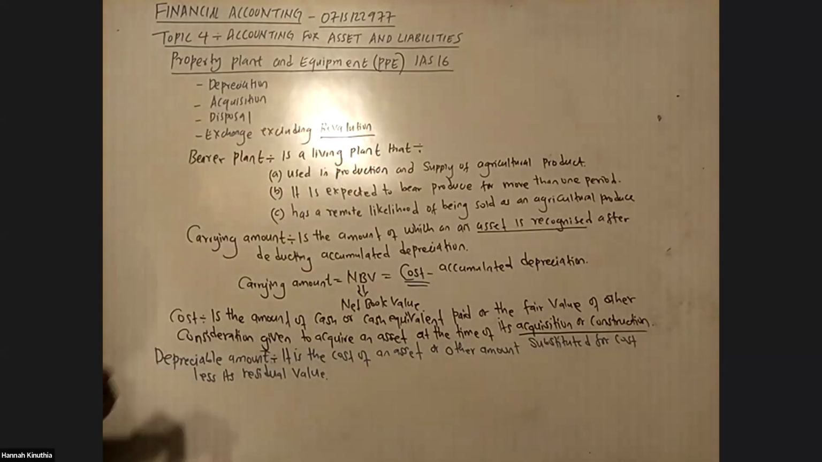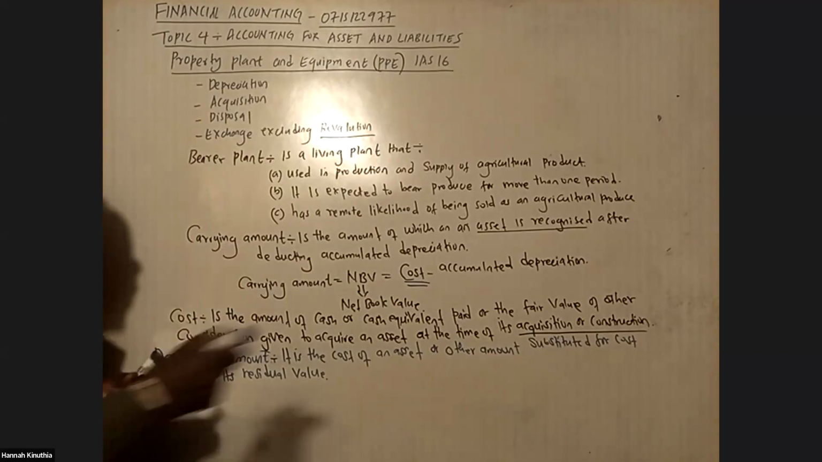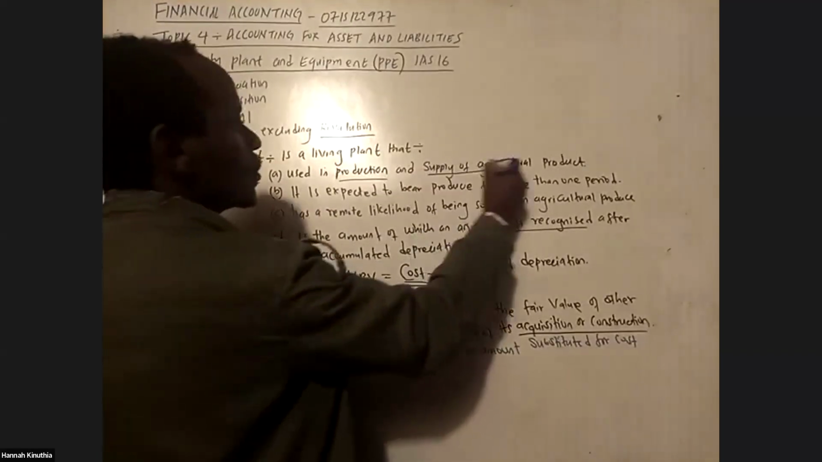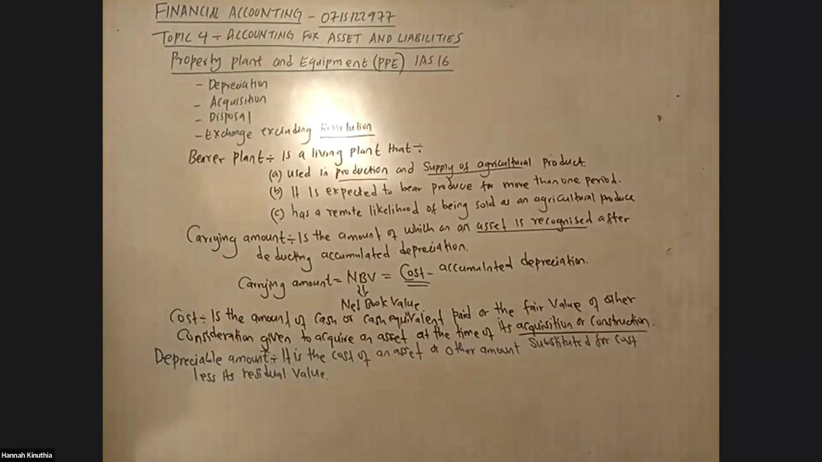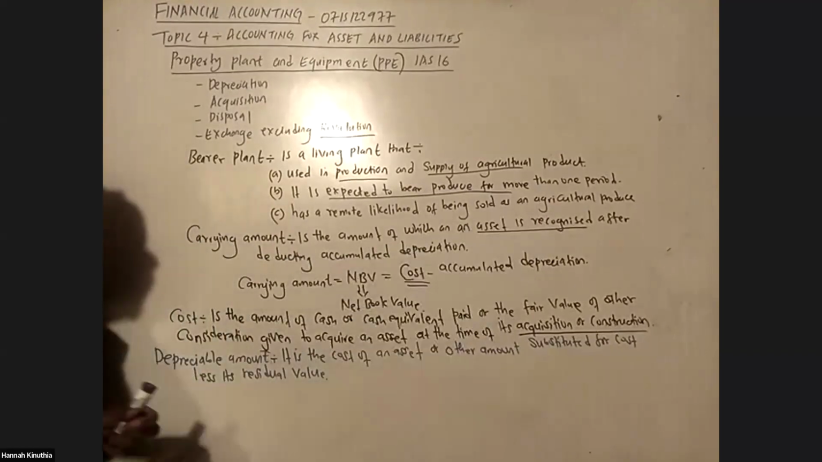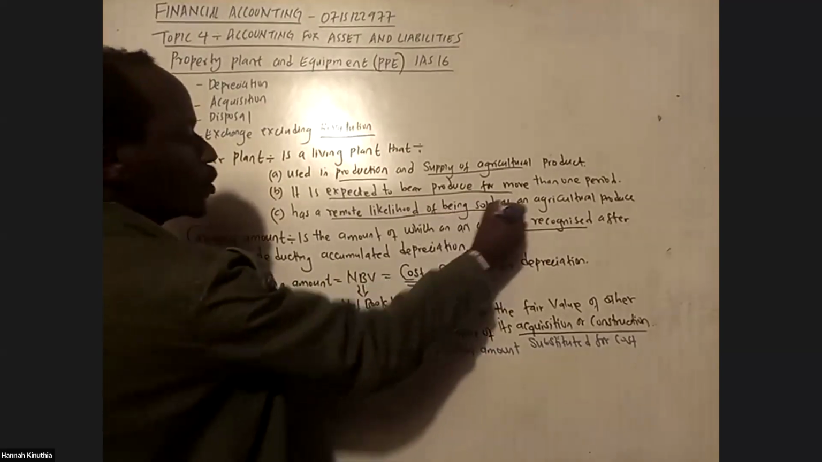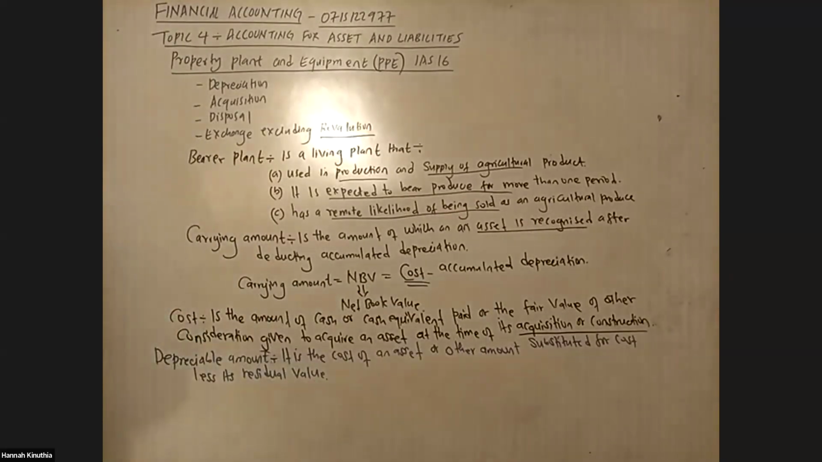As we start with the definitions, we shall start with the definition of a bearer plant. We say that a bearer plant is a living plant that is used in the production and supply of agricultural products. Number 2, a bearer plant is expected to bear produce for more than one period. And number 3, it has a remote likelihood of being sold as agricultural produce.